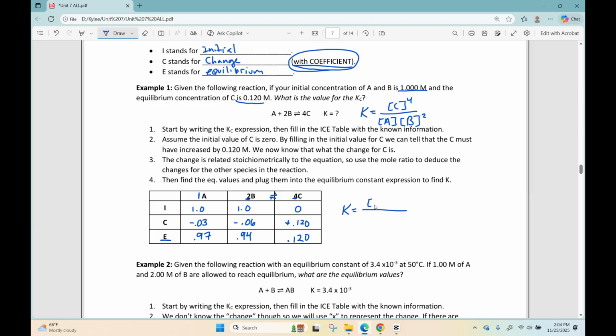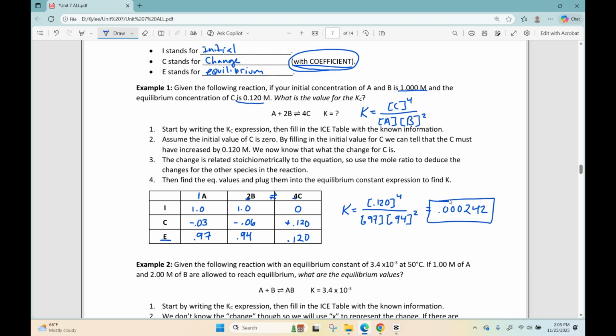So I'm going to plug in the 0.120 for the product. My 0.97 has no exponent because A had no coefficient, but 0.94 does have a coefficient of a square. So I plug that into my calculator and I get K equals 0.000242. Let's take a moment and just think about what we did and go back over the process.